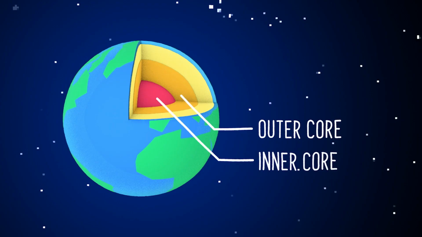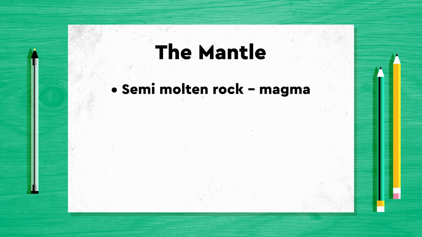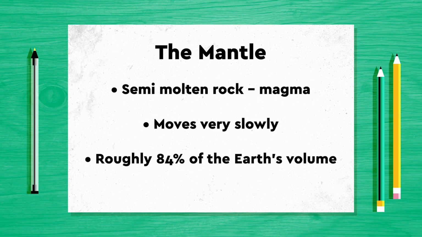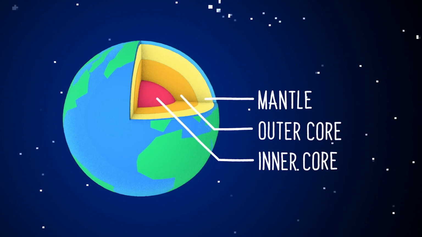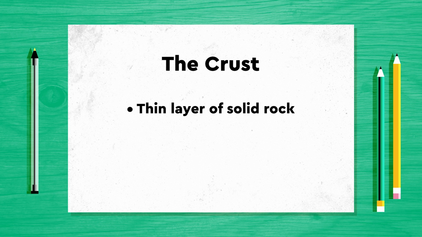Around the core we then find the mantle. This is made up of semi-molten rock called magma, which moves very slowly. The mantle makes up approximately 84% of Earth's volume and is the thickest layer. The final layer is the outer layer, which is called the crust. This is a thin layer of solid rock upon which we live.